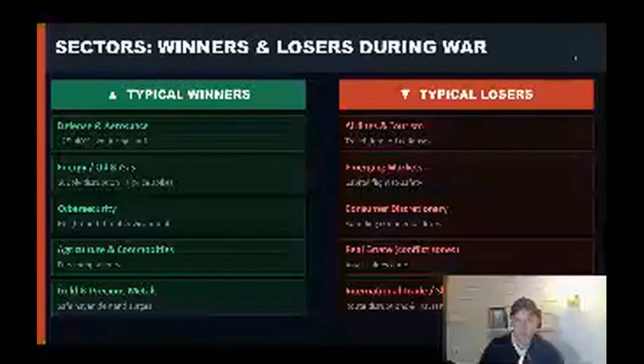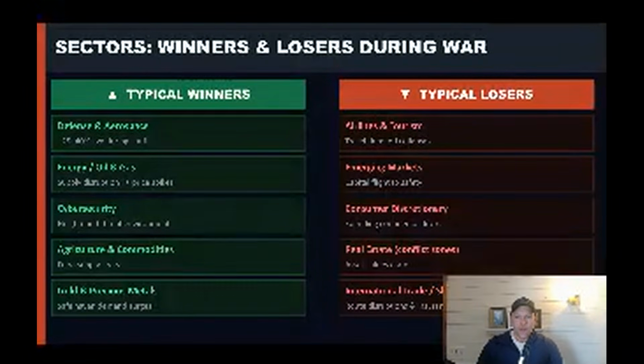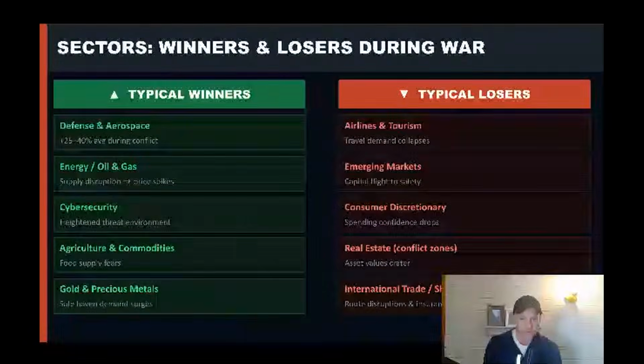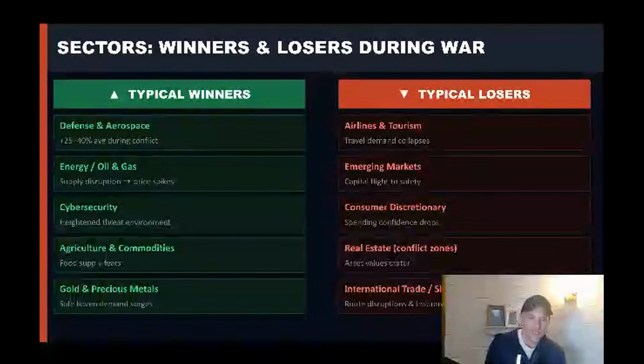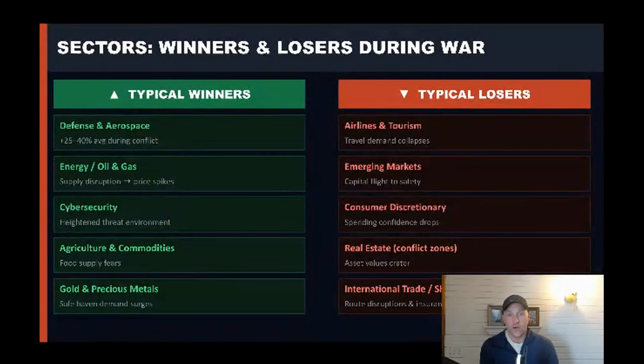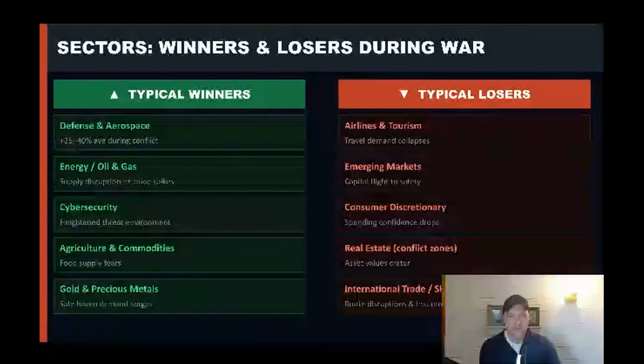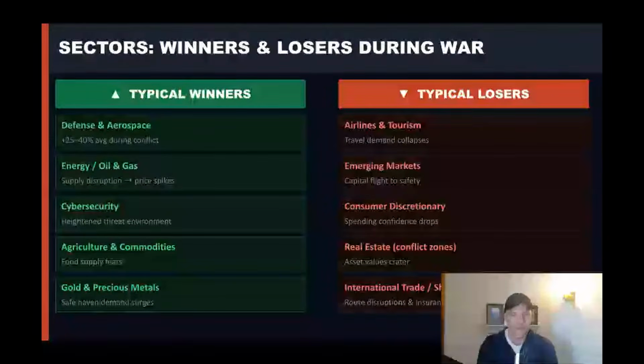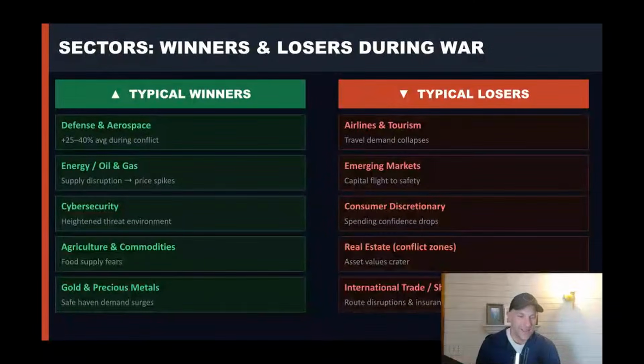And then we could look at sectors, winners and losers during war. What's interesting is we're not seeing the typical winners here as winners right now, just as we're not necessarily seeing all the losers on this list as losers right now. It's a little different in this war between the United States and Iran, but it is important to just familiarize ourselves with what typically runs during these times and what typically takes a step back, because unfortunately, more than likely, this will not be the last conflict that happens in our time, in our timeline on this earth.